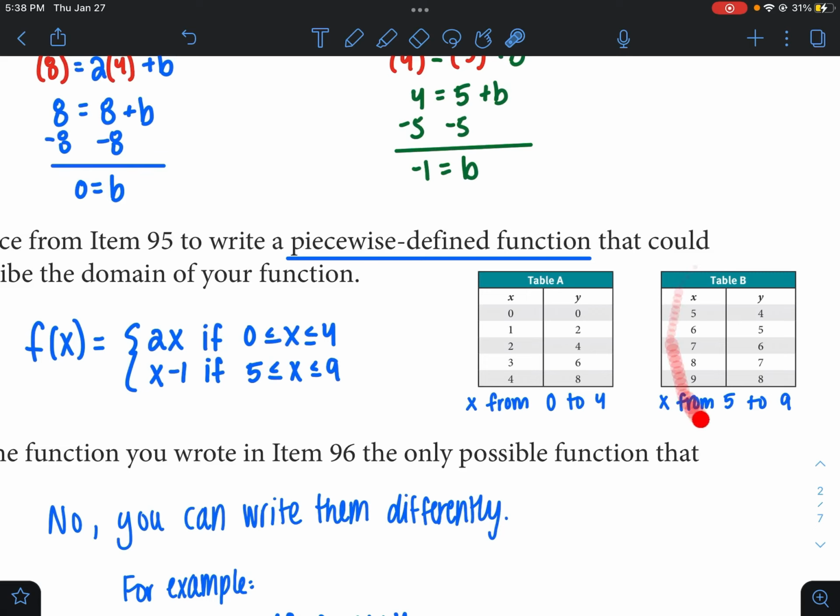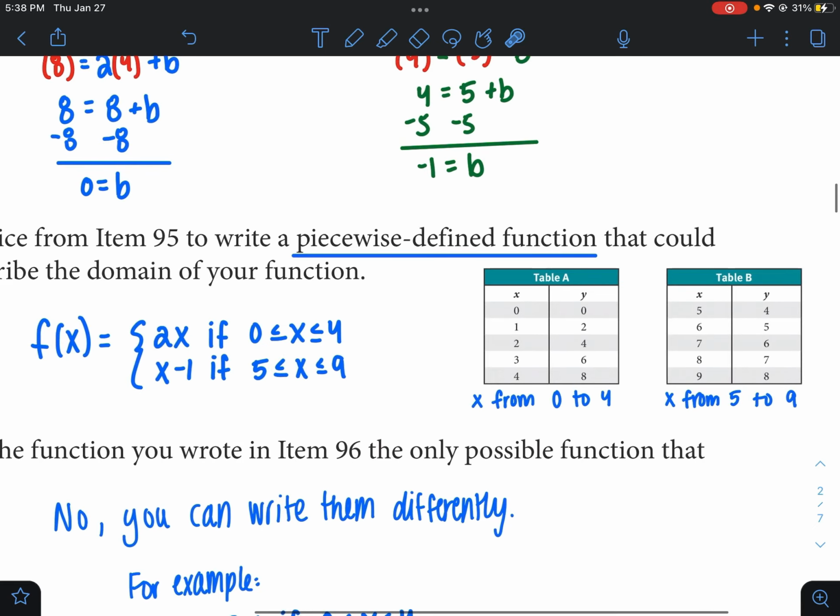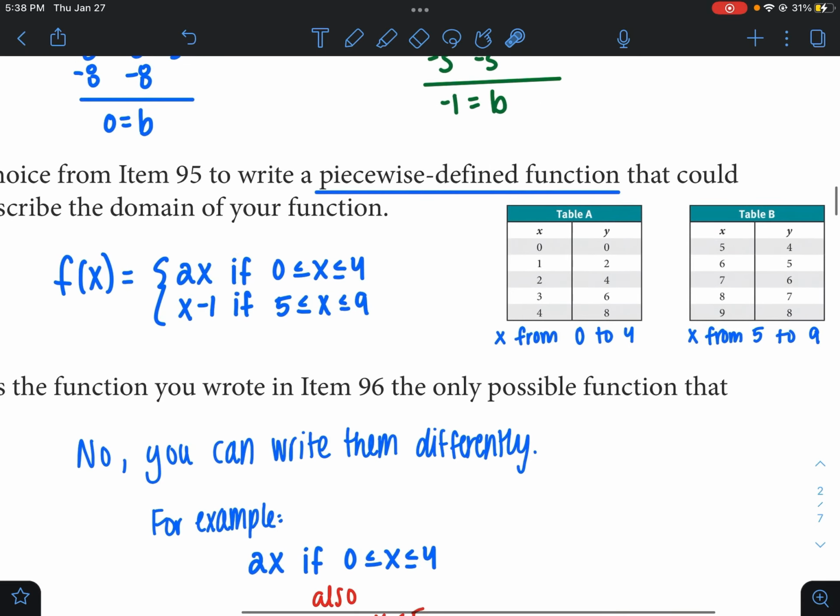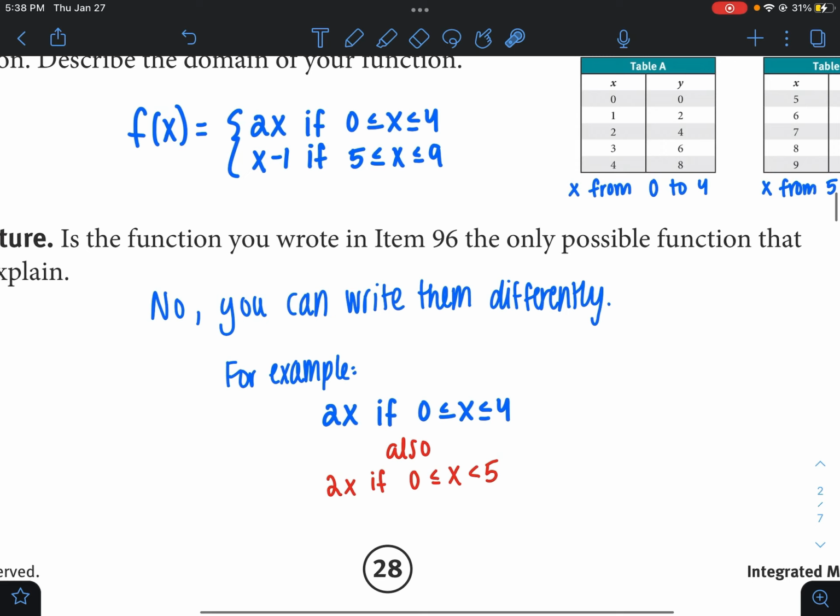Same thing for table B. We're going from 5 to 9, and we include points at 5 and 9, so 5 is less than or equal to x, which is less than or equal to 9. Okay? And then we take our functions from the answer above. All right? For the next one here, the answer is no.